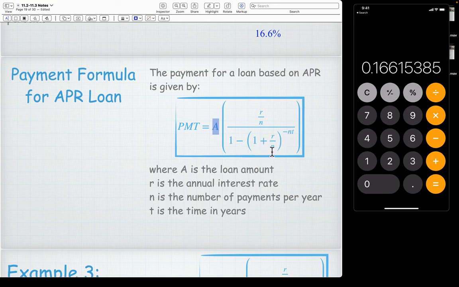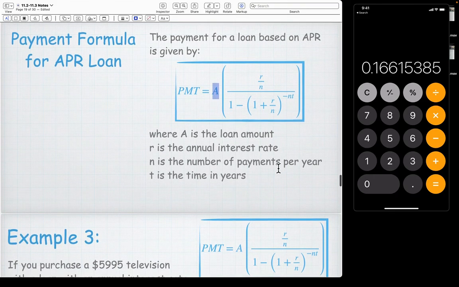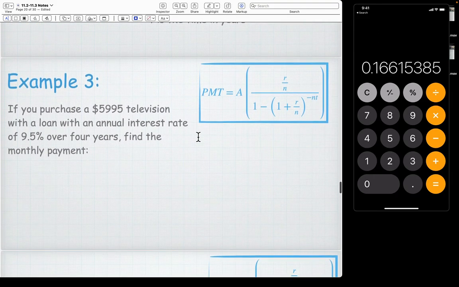And T is how many years you're going to make that happen. So let's see how this works. You purchase a television.